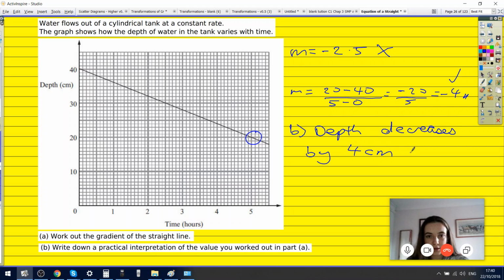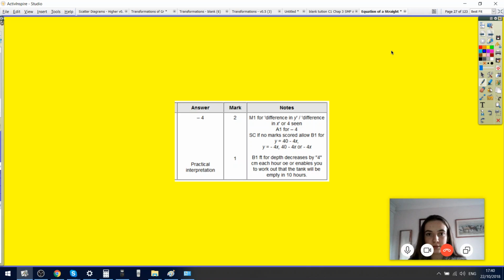How often? Every hour. Yeah, so like every 1 hour, every hour. So the gradient is -4, meaning for every one right, you go 4 down. And I'm assuming that I was correct with my -4. Yeah, so -4. Depth decreases by 4 centimeters each hour. Okay.